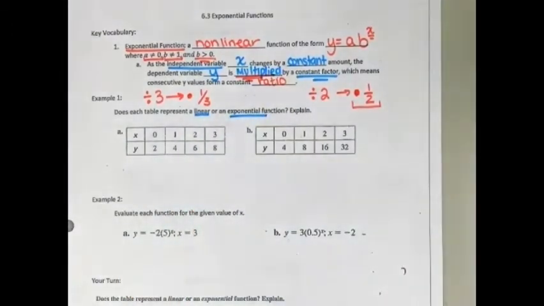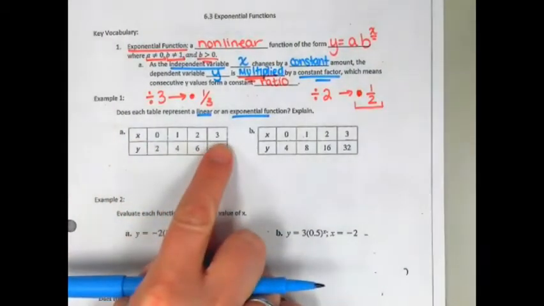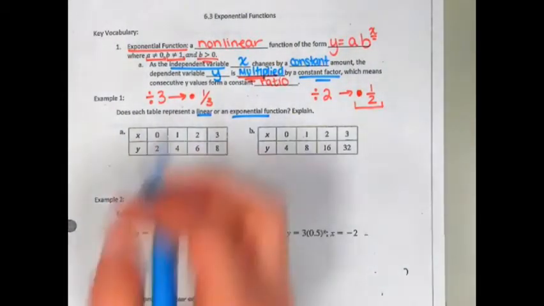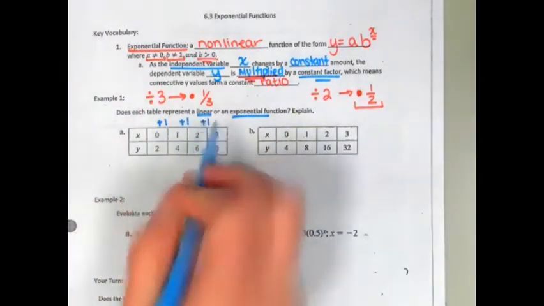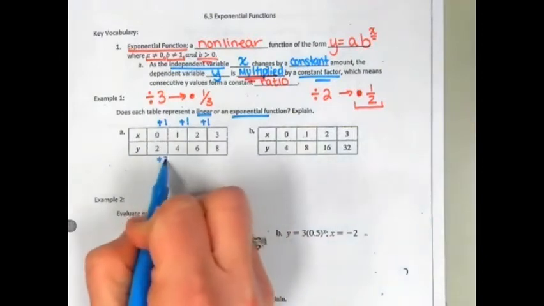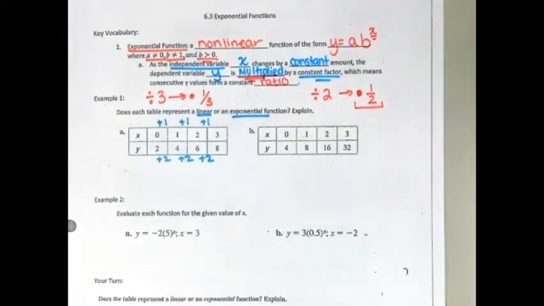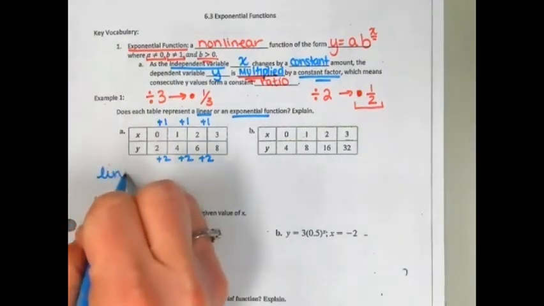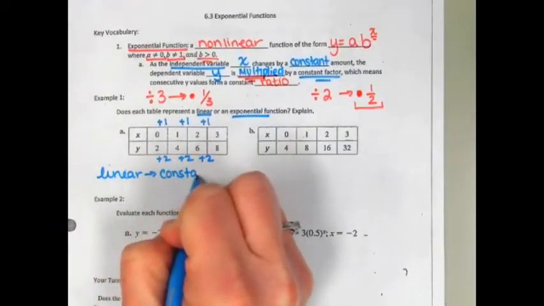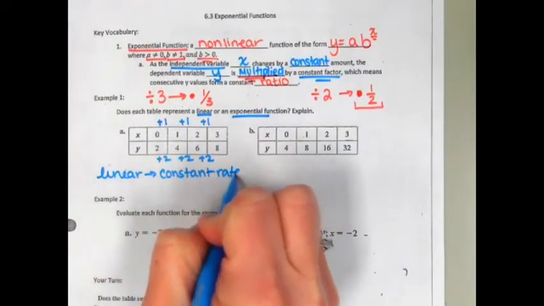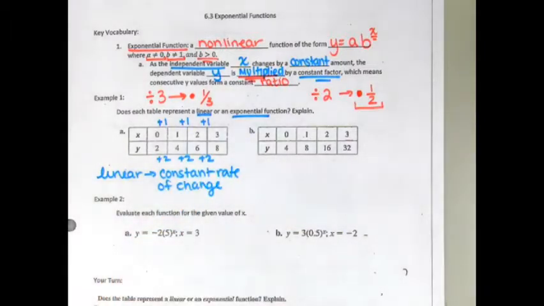Explain, okay? So what do you notice about my x? There's a constant rate of change, right? We're adding 1 each time. What about my y? We're adding 2 each time. So is this linear or exponential? I would say it's linear. Why? As Chloe said, it's a constant rate of change, because my y changes by plus.